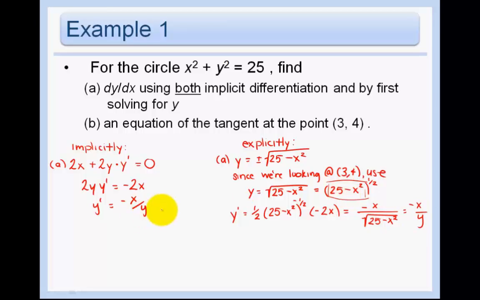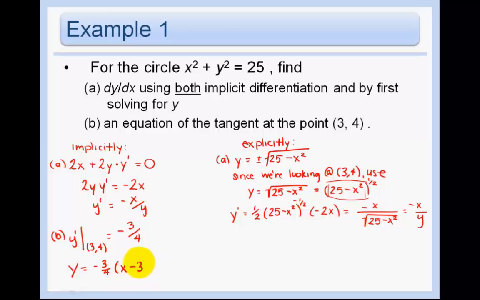So now part B says find an equation of the tangent line at the point 3, 4. So we have a point and we need a slope. Our slope evaluated at the point 3, 4 is just going to be negative x over y. y equals the slope times x minus x1 plus 4. That is our equation. And of course, we're going to get the same thing on this side since we had the same equation right there.